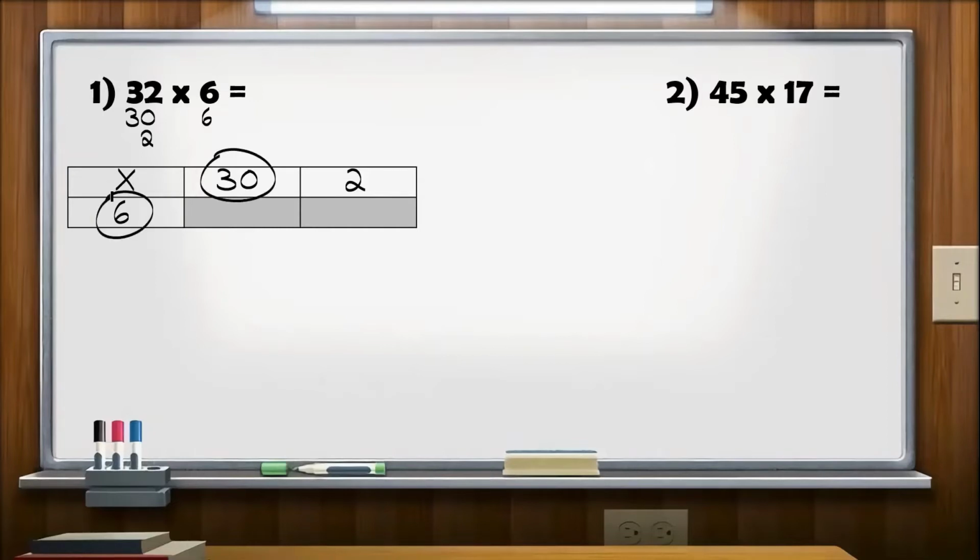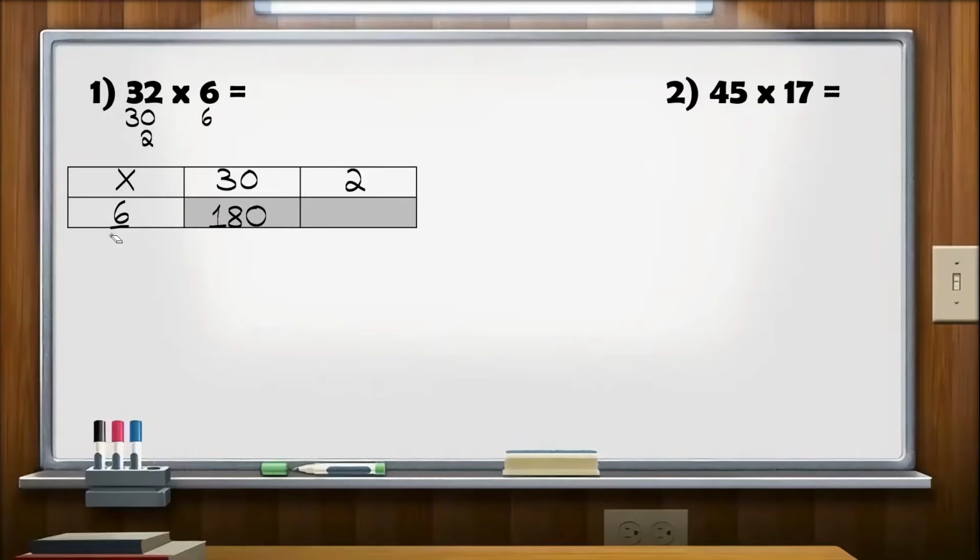So 30 times 6. Now, because 30 is a bigger number, what we are going to do is just multiply the 3 times the 6. This will then allow us to get to our answer. 3 times 6 gives me 18. Now, we can see there is no 0 attached to 6. However, there is a 0 attached to 30. So therefore, my answer will have a 0 attached to it. So 30 times 6 is equal to 180.